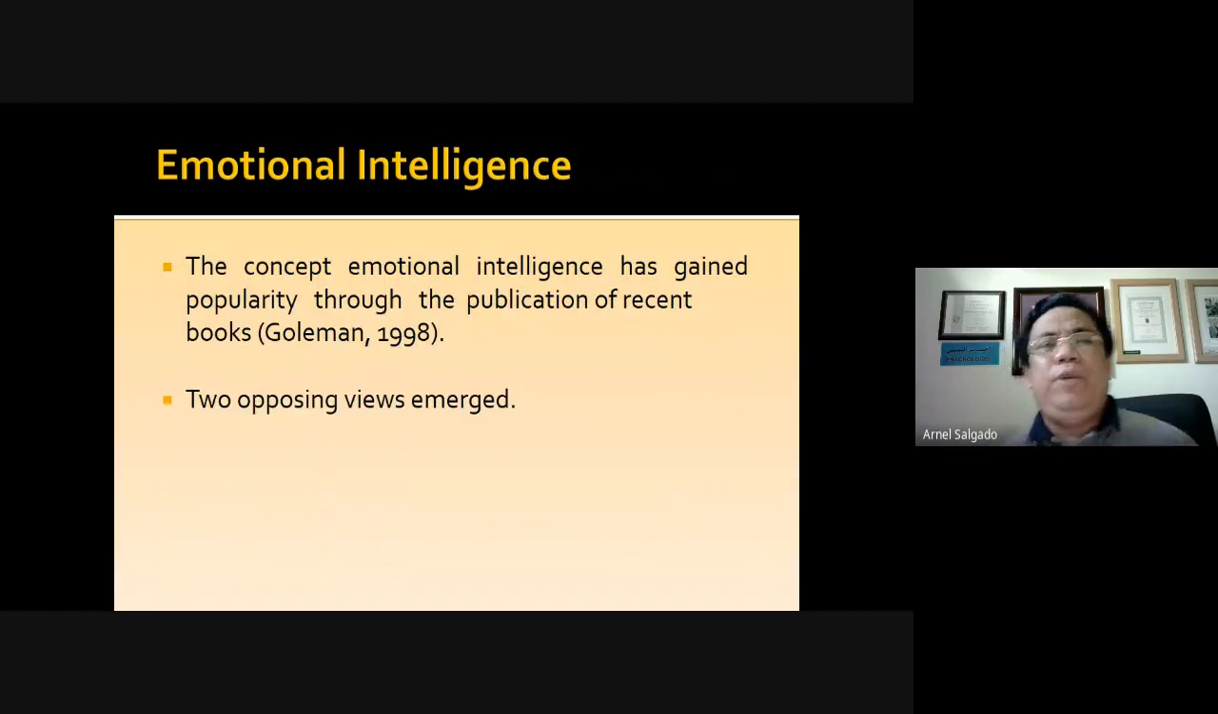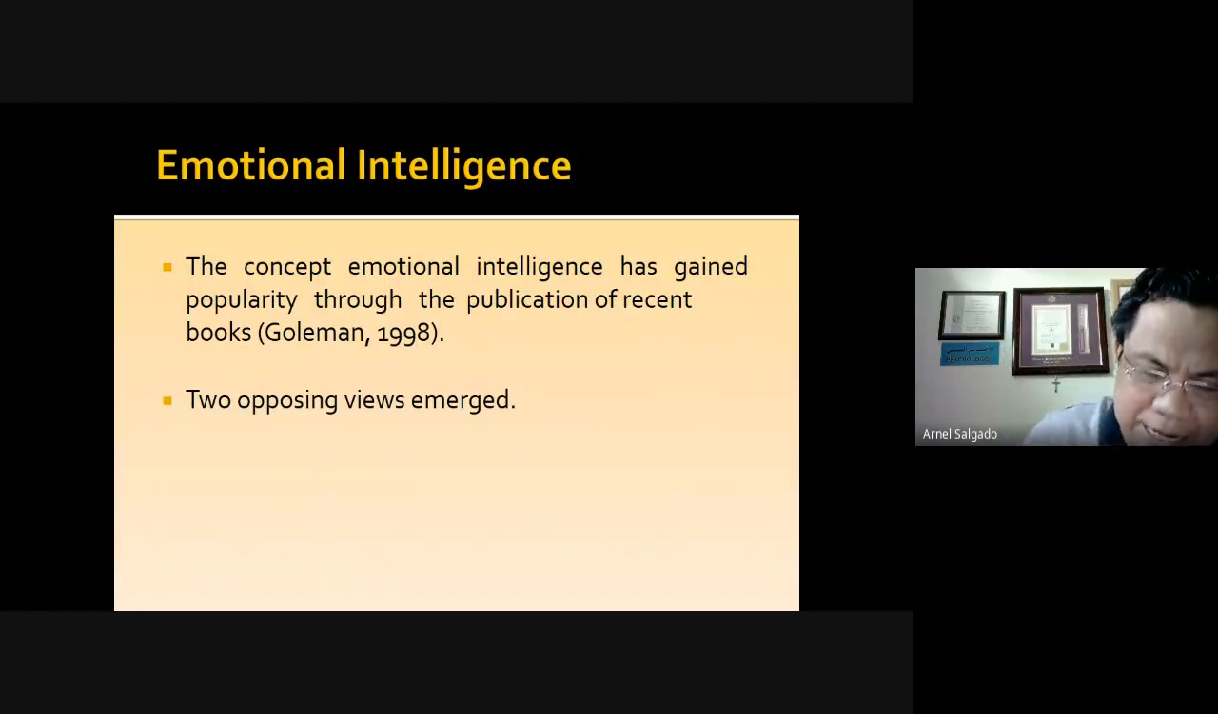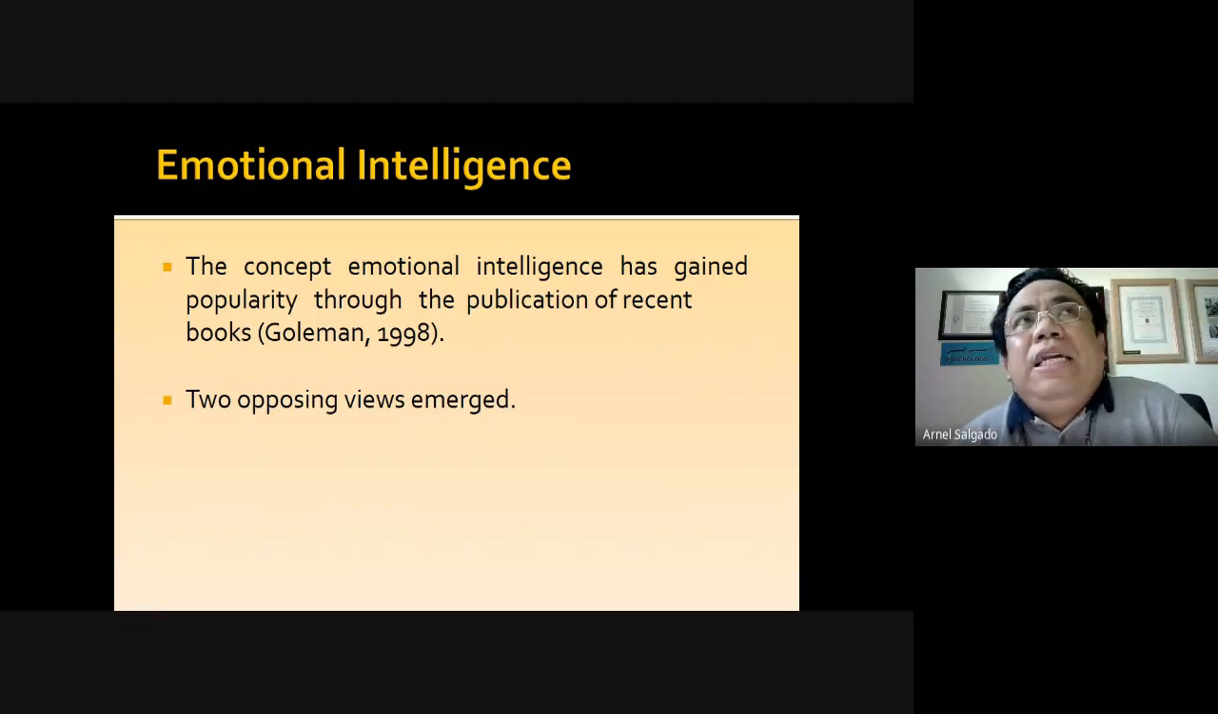Then let's proceed with emotional intelligence. This is intelligence aside from the intelligence that we know of. Now, the ability to solve problems, all right, utilizing the information that we have. Now, emotional intelligence is actually very crucial and very important.